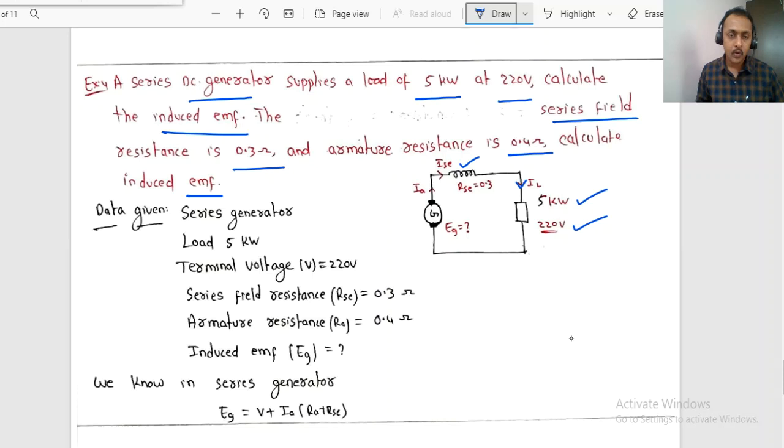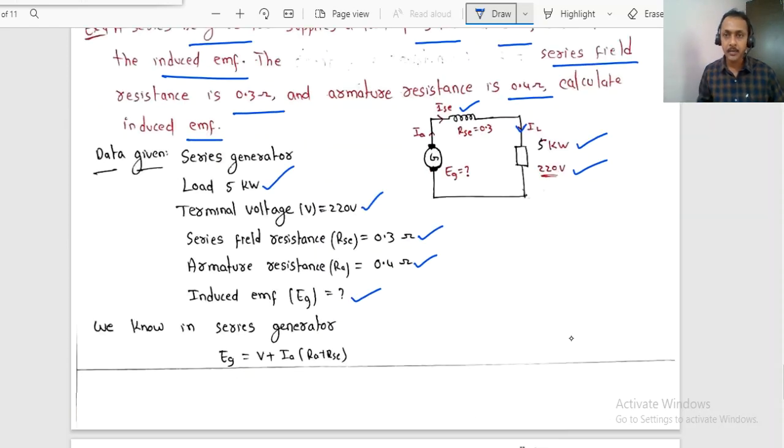Right? Now, load 5 kilowatt, terminal voltage 220 volt, series field resistance RSC 0.3, armature resistance 0.4. EG equal to how much for a series generator? Out of the entire generated voltage, there is some drop in the field winding and also in the armature, right? Because of that, EG will be equal to V plus IA bracket of RA plus RSC, because all the currents are the same, right?